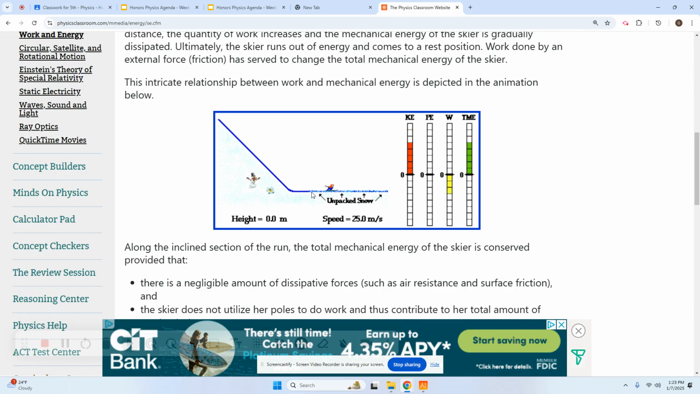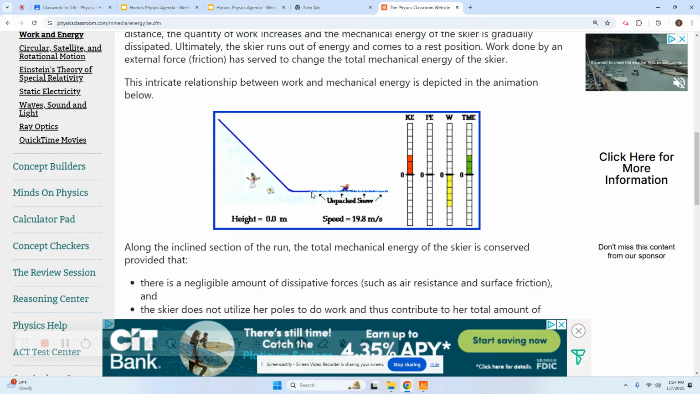And so what's the TME stand for, do you think? What's the TME stand for? Total mechanical energy. And in the beginning, the total mechanical energy stays constant because all I'm doing is gravity doing work on that, which changes energy from one form to the next. Let me show you another one.